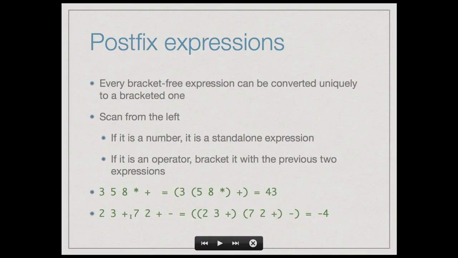Similarly, for 2, 3, plus, 7, 2, plus, minus, 2 is a standalone expression, 3 is a standalone expression. When you encounter the plus, it creates a new expression which is the previous two expressions bracketed along with plus. So you get 2, 3, plus. You move on, 7 is a standalone expression, 2 is a standalone expression. When you encounter the plus, 7, 2, plus becomes an expression. When you encounter the minus here, it is to be grouped with the previous two expressions, which are 2, 3, plus and 7, 2, plus. So ultimately you get a value of minus 4.